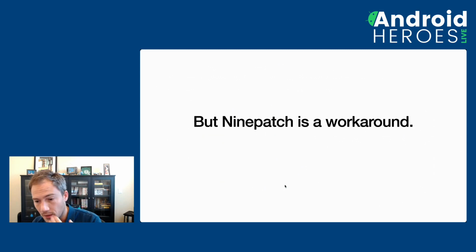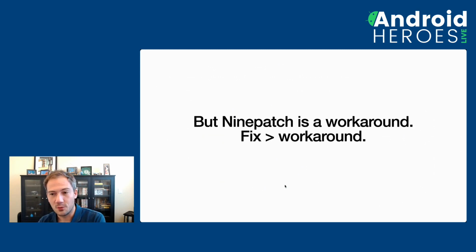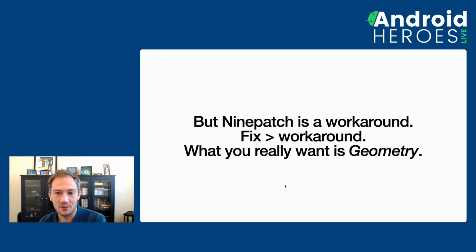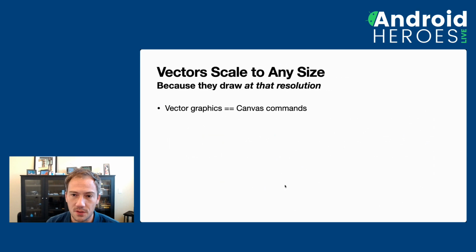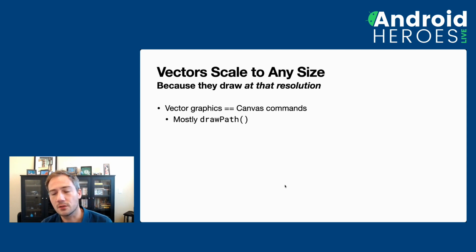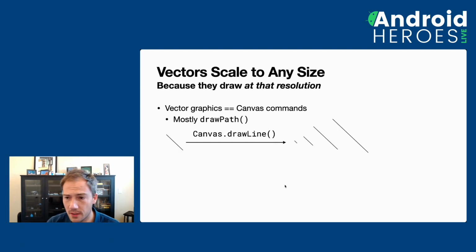But 9-patch is a workaround, and what we would need is a fix instead of a workaround. What you really want is actual geometry, and that's why nowadays, hopefully, we use vectors for pretty much anything, right? Vector drawables. The nice thing about vectors is that they are effectively canvas commands. They're just instructions. They're not pixel information like bitmaps. So we can render them at any resolution and make sure that they will look good. Mostly, when you think vectors, you can think draw path on canvas. That's what it is. So here is an example of drawing a line.